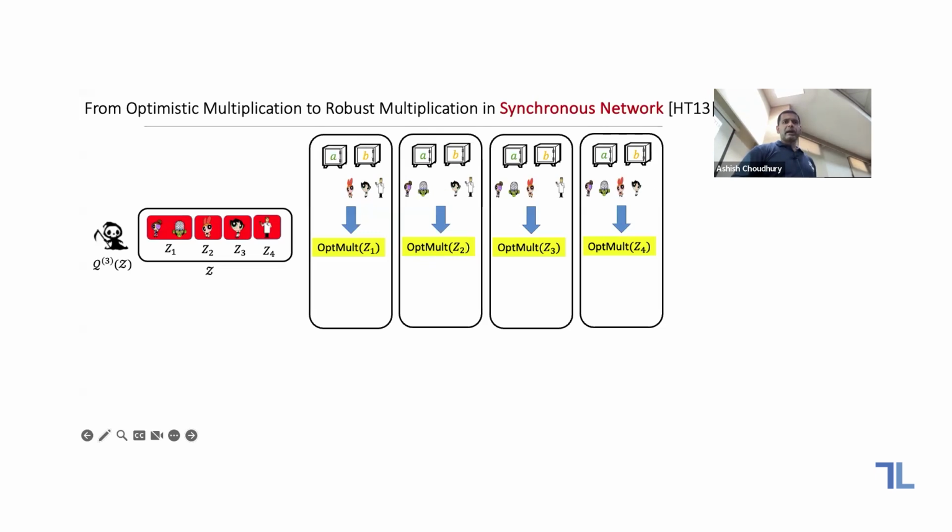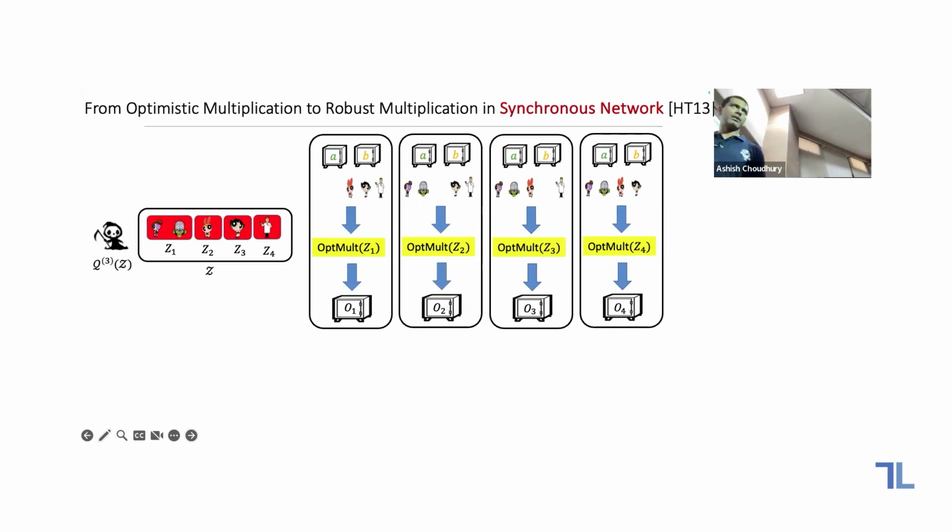Each of these instances will give us some secret shared output. We want to check whether any cheating has occurred or not. A simple idea is just to check whether all these values are the same or not. You reconstruct the differences, that's all, and you check whether all of them are zero.